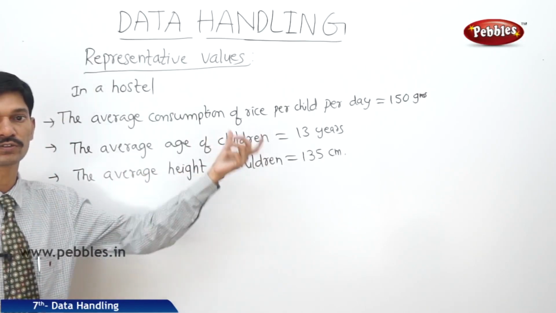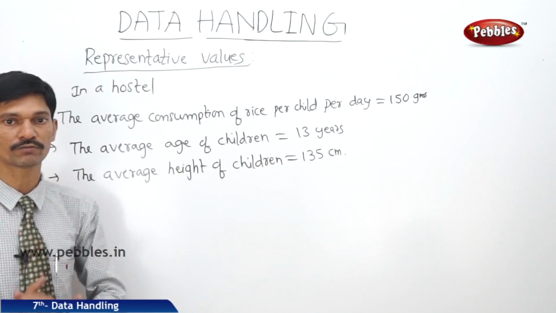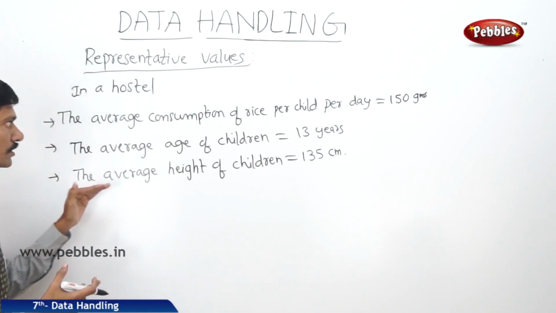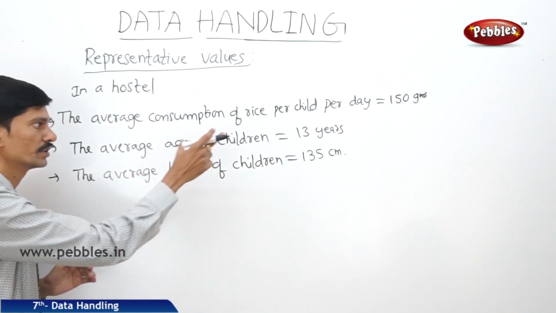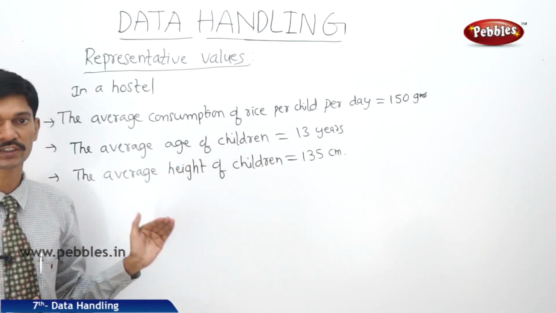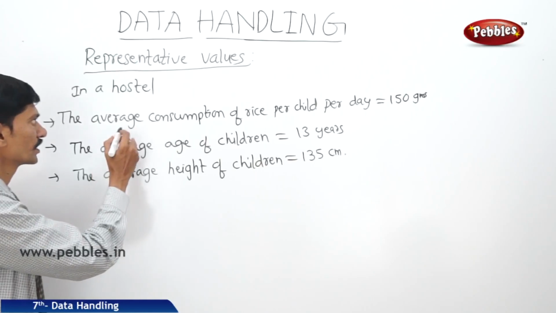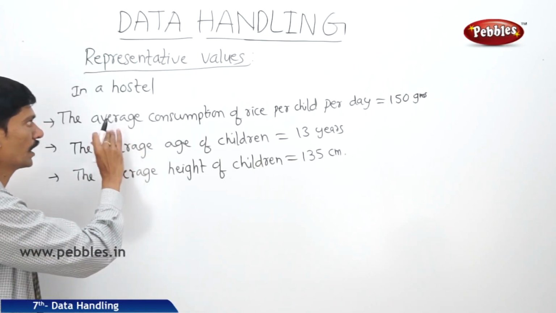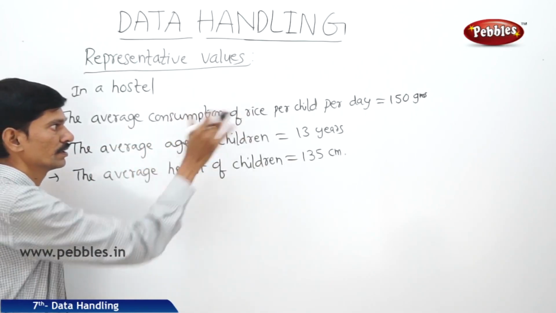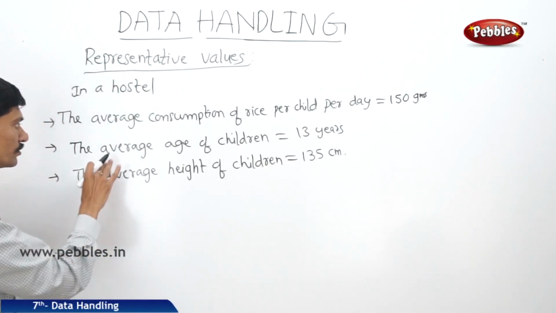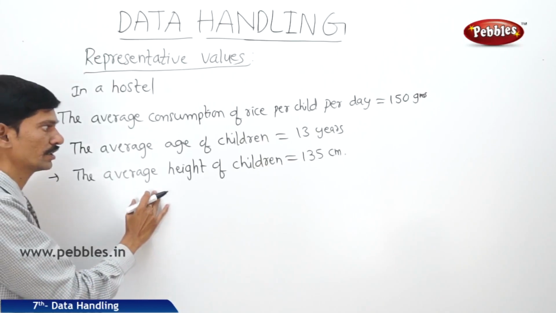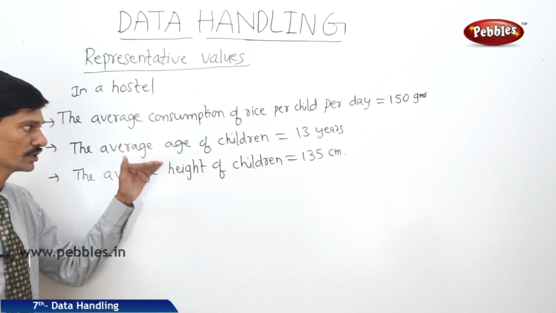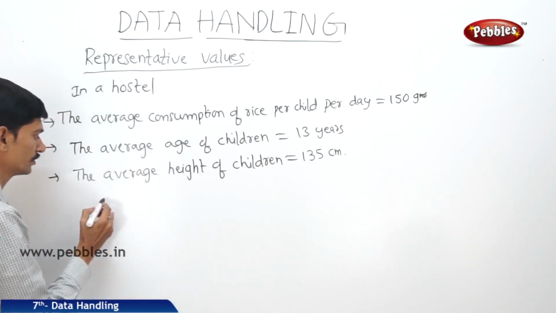So these values are called representative values. This average consumption of rice, average age and average height are called representative values. Here the representative value of average consumption of rice is 150 grams, the average age of children is 13 years and the average height of the children is 135 centimeters. So these are called the representative values.